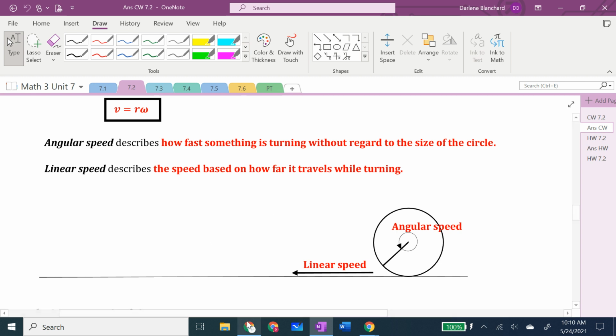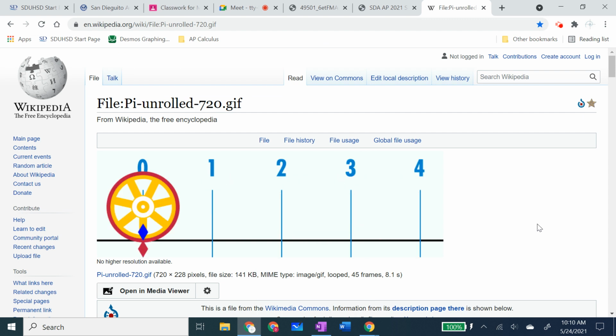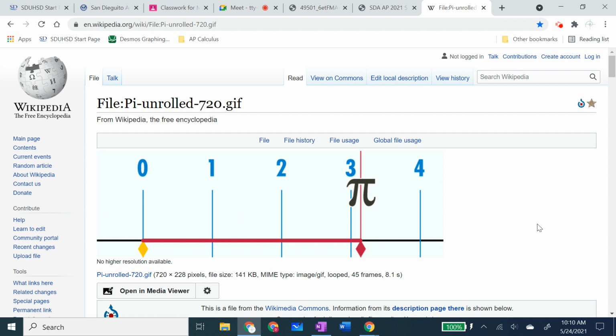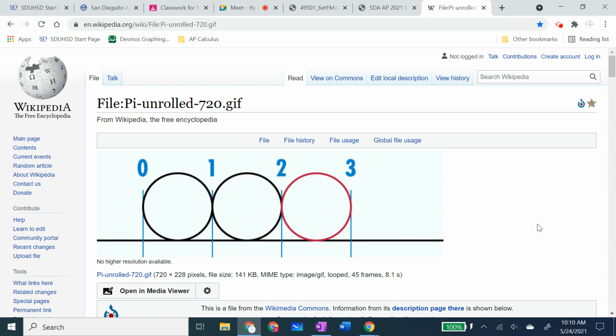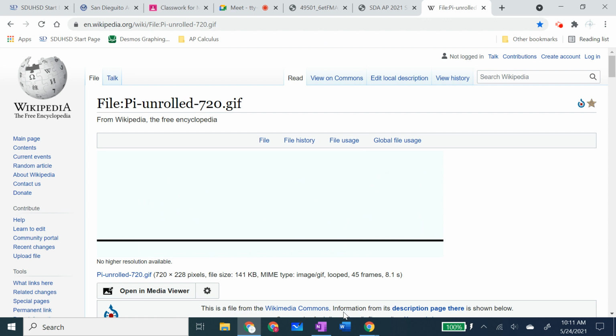And I want to again show you that lovely GIF. Here we go. So angular speed is just how quickly it turns. Linear speed is how quickly that line is moving forward or backward.